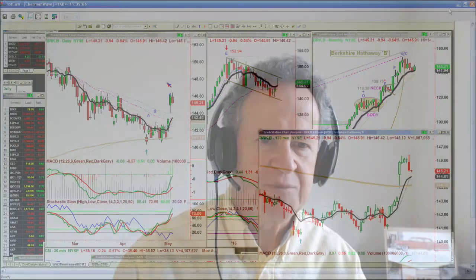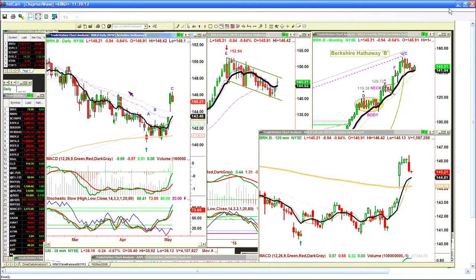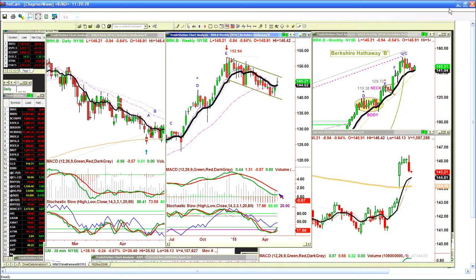So Berkshire Hathaway, folks, has made a sudden spike up to leg C, but that leg C is finding tremendous resistance from back on the 18th of March at 146.55. Today's high is 146.42. It hasn't taken it out yet, but the most important thing is how will the stochastic turn around in the weekly? How will the MACD finally cross positive, and when will it do that?